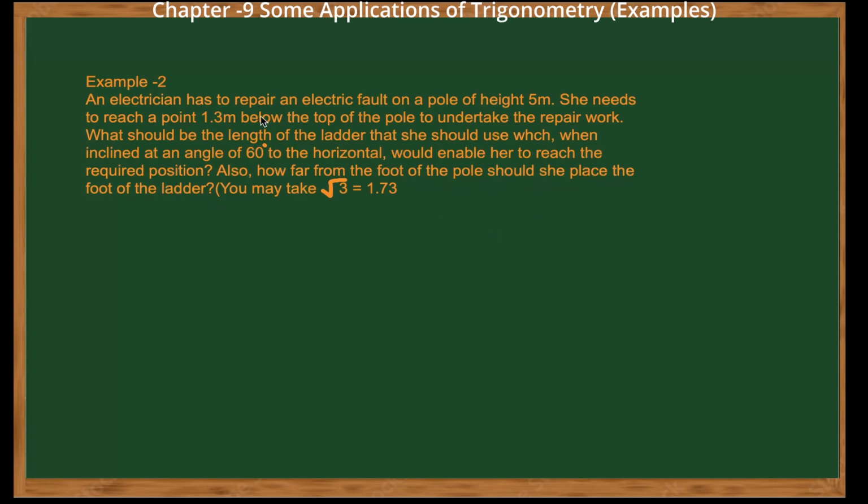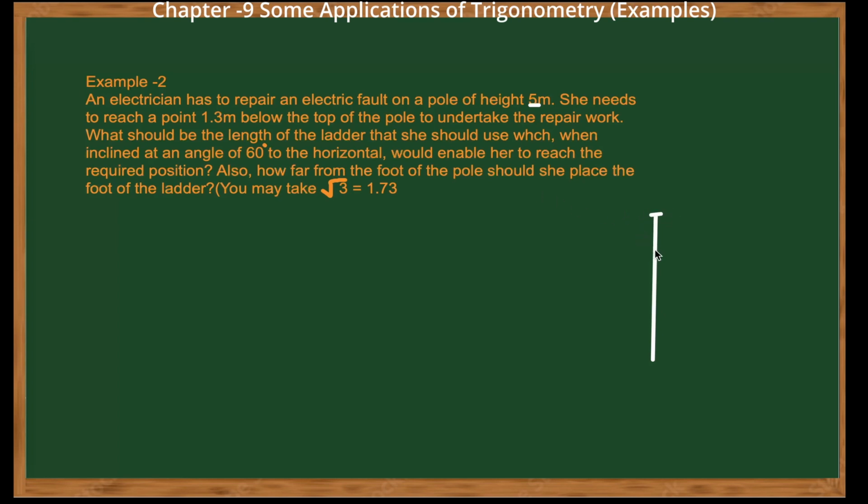Okay, so first thing it says is that there is an electric pole. So let's draw the diagram. We have an electric pole of 5 meters. She needs to reach a point 1.3 below the top of the pole. So this is the top of the pole.